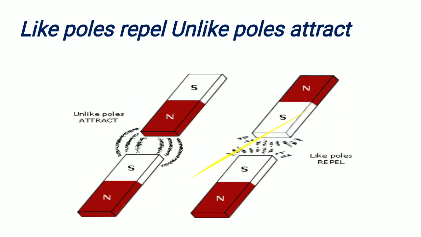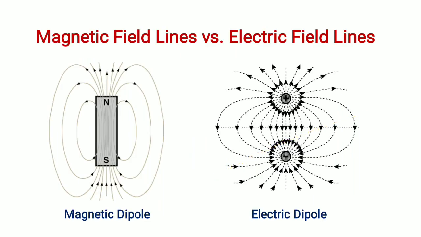Okay. Then this I already discussed. Like poles repel, unlike poles attract. S stands for south and N stands for north. And this is the comparison of electric and magnetic field. The basic difference is that a magnet is always dipole in nature. In electric field, both dipole and monopole exist.